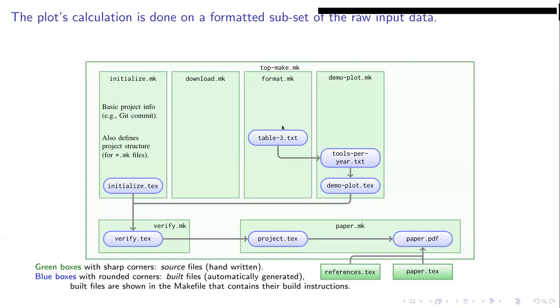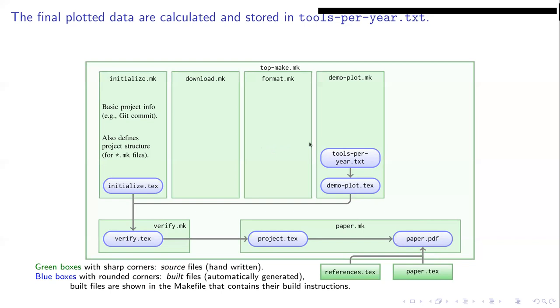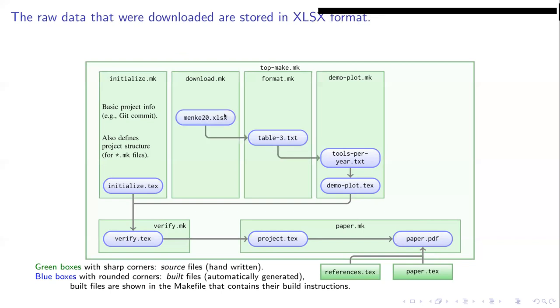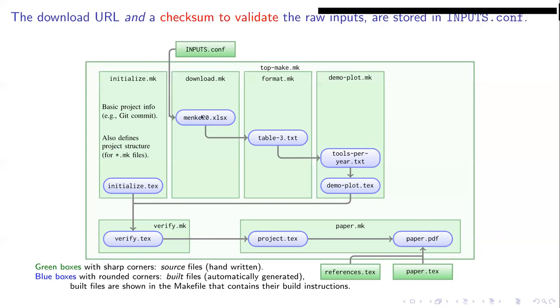And then where does this come from? This comes from the formatting of their original data set. Where does the original data set come from? It's an Excel file, so we use a free software project to convert it into plain text. And where does the Excel file come from? It comes from that inputs file that you saw. It had the URL with the checksums of all the inputs. So you see, everything from the inputs, the URL, it will automatically download, automatically reformat, automatically do the analysis, make the plot, verify the result, and write project.tex to use the numbers in the paper.